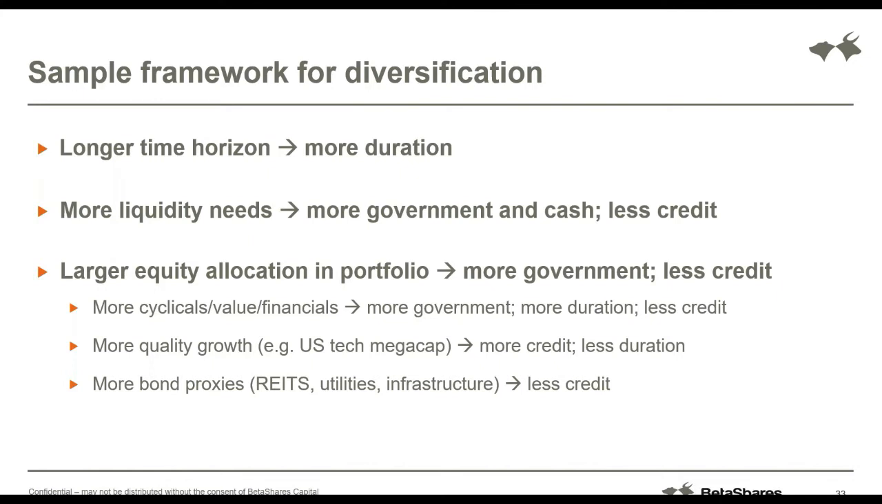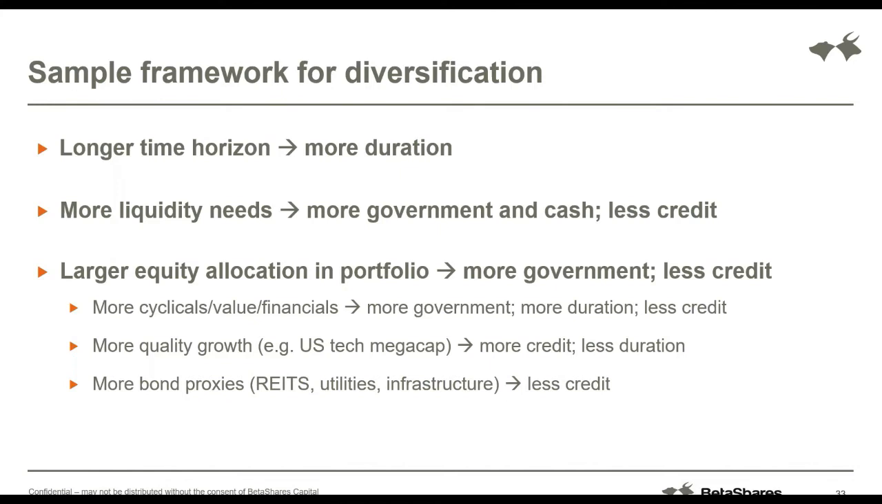But even within equities, there's a bit of nuance in there. So if you've got more cyclicals, if you've got more value, if you've got more financials, then your portfolio might benefit from more government, more rate duration, and less credit. Conversely, if you've got more quality growth, such as the US tech mega caps, maybe you can benefit from more credit, given these companies tend to be less leveraged. And finally, if you've got bond proxies, such as REITs, utilities, infrastructure, rate-sensitive equity exposures that still carry a fair bit of leverage on their balance sheets, then maybe your fixed income exposure would benefit from less credit risk.